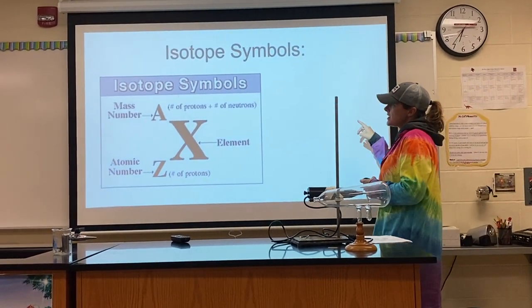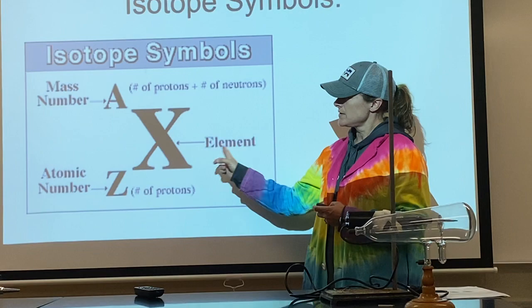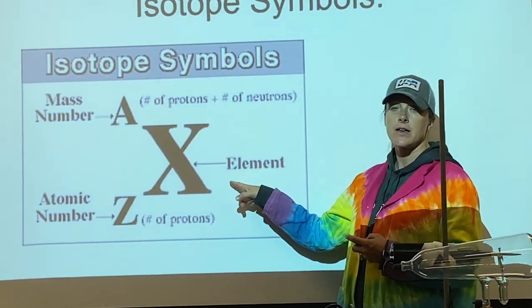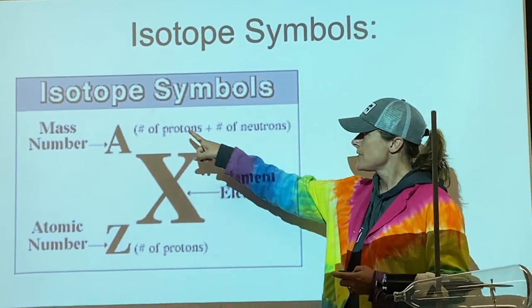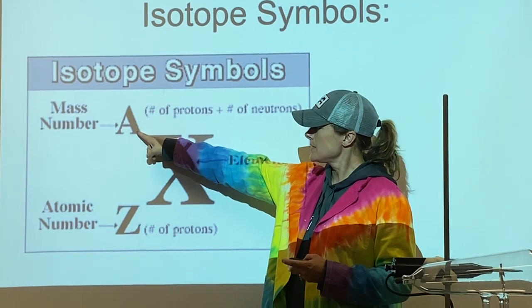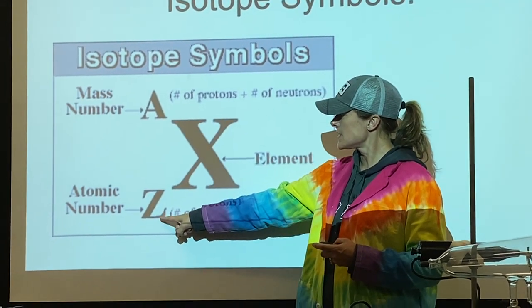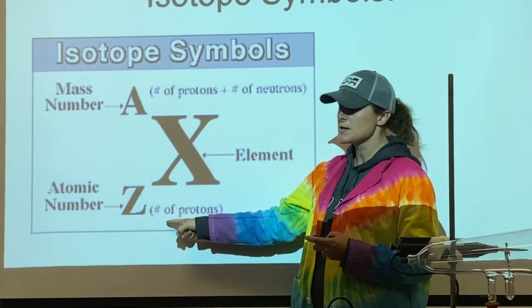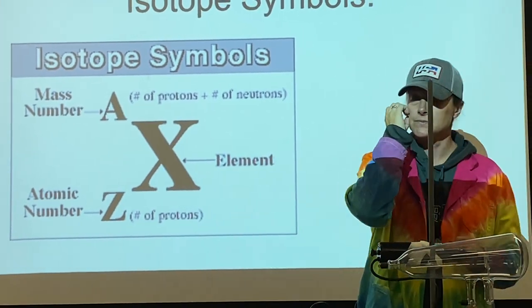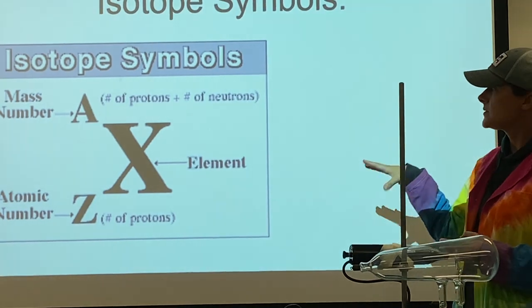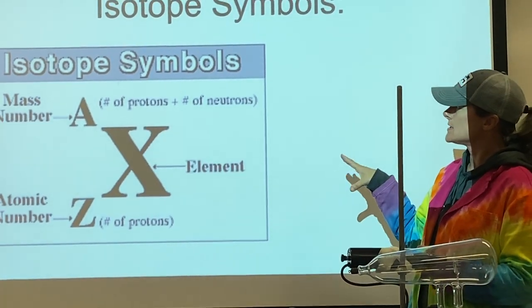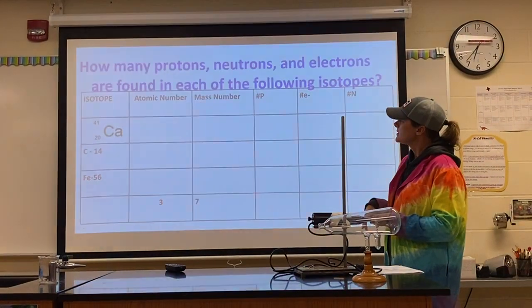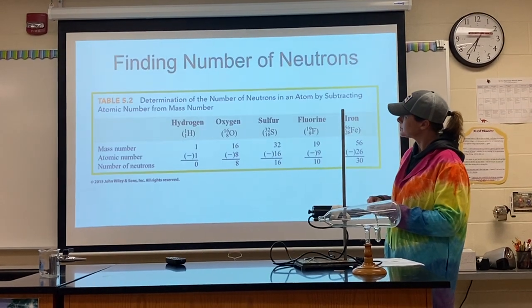So if we have an element, we just call it element X. This is another way we might see the notation. The mass number is going to be at the top in this case, and the atomic number is at the bottom. Remember, mass number is protons and neutrons together. Atomic number is protons only, okay? So this would be just another way that we might see this. And this table kind of speaks to that.